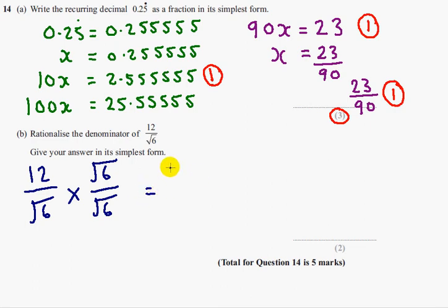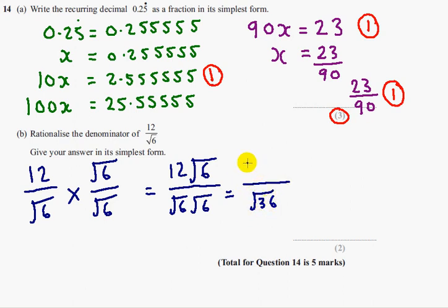I won't change anything, but it will allow me to rationalise the denominator. Okay, so I will write it out. So 12 times root 6 is 12 lots of root 6. Root 6 times root 6 is root 36, which is going to be 6. So this is going to be 12 root 6 over 6. So, have we rationalised the denominator? Yes, we have.